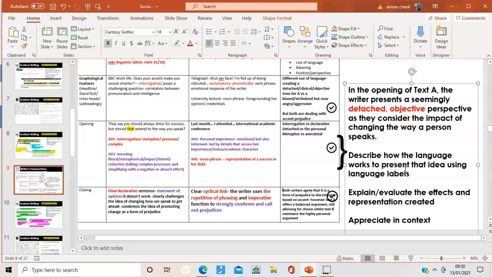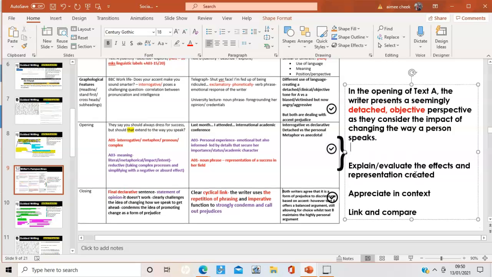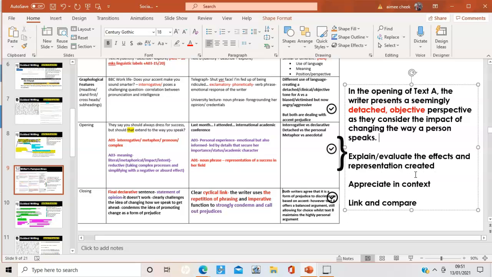They are creating a more open, objective approach. So actually, when we've got that detached, objective perspective, my choice of language really needs to link to that idea. When I'm describing how the language works, I could choose a random word class within that opening sentence to analyze, and that would still be using language labeling, but I would lack the cohesion. So in the opening of text A, the writer presents a seemingly detached, objective perspective as they consider the impact of changing the way a person speaks.